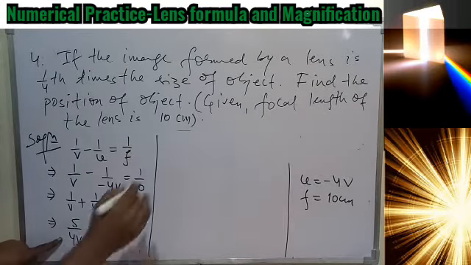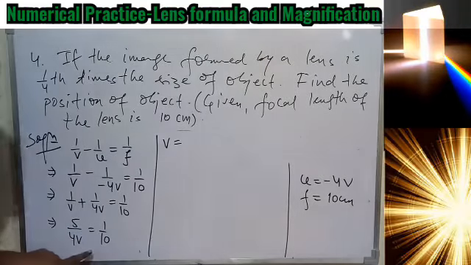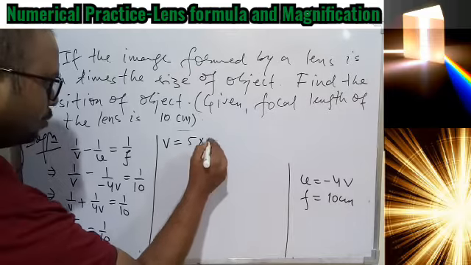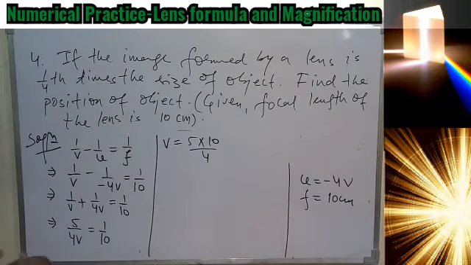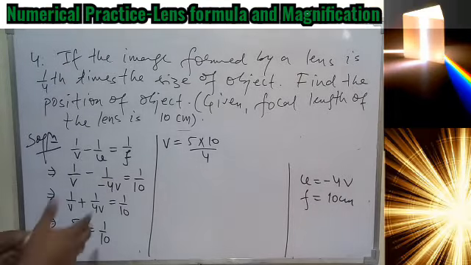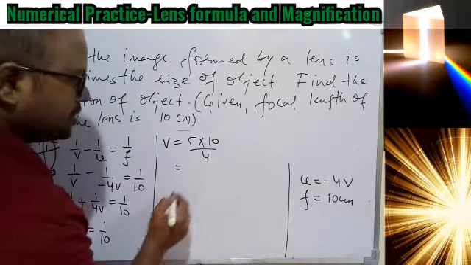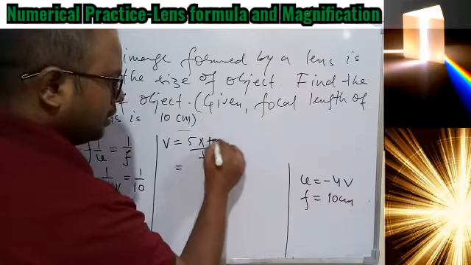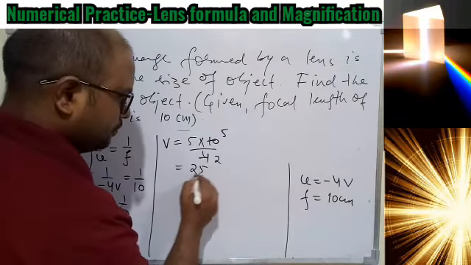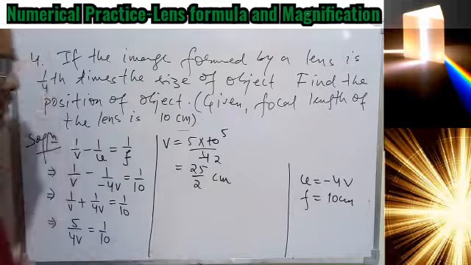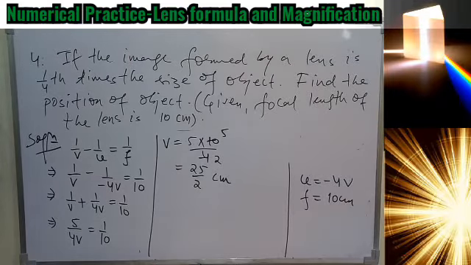Okay, so from here let's find out V. So V will be how much? 5 into 10 divided by 4. So V will come this side, 10 will be multiplied by 5, and 4 will divide this number. Okay, so that is how much? 25/2. So this is 12.5, I think.